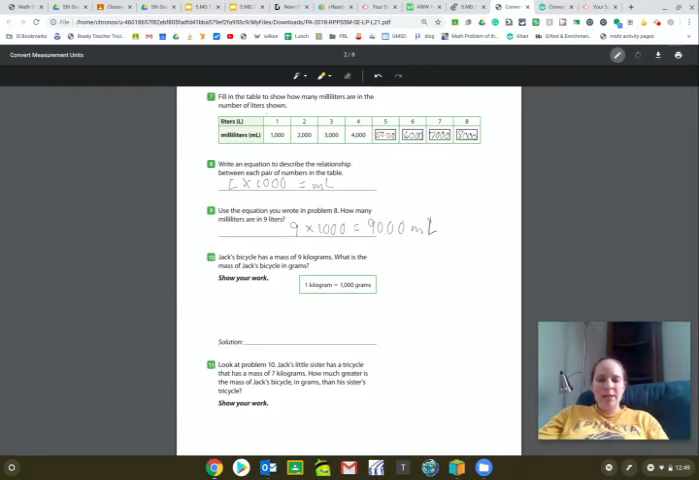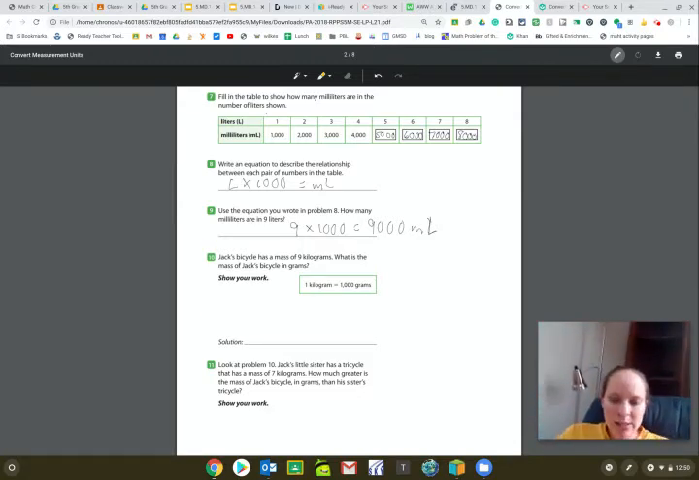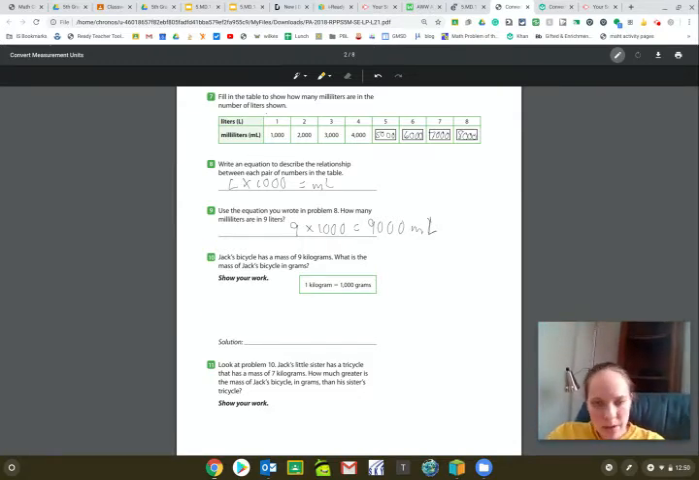In America we typically use pounds or ounces, but a lot of times you might see things in kilograms or grams, especially when you're over in other countries, or if you order something from a website from another country. So if the mass is 9 kilograms and we're trying to figure out how many grams that is, we see that 1 kilogram is equal to 1,000 grams.